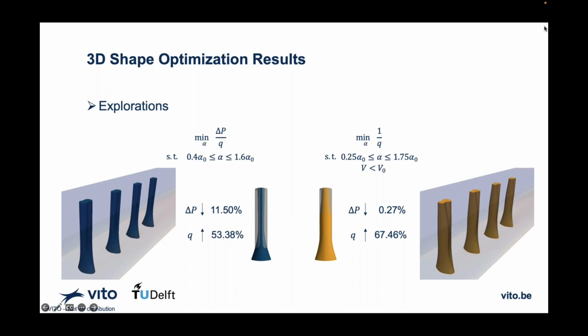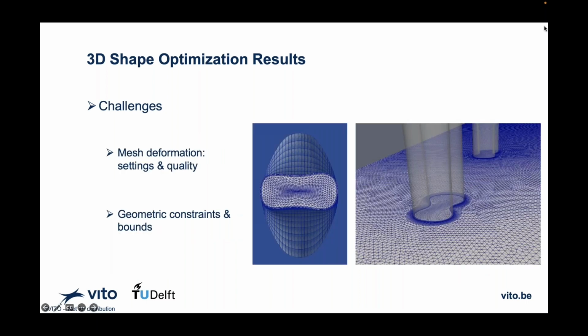Likewise, I did it for a different objective function where we are just maximizing the heat transfer while constraining the volume and also allowing for a larger bound of design variables. And this is the kind of shapes and the performance improvement that we get. However, the whole optimization problem in this case did not converge completely. So I'm still facing a lot of challenges.